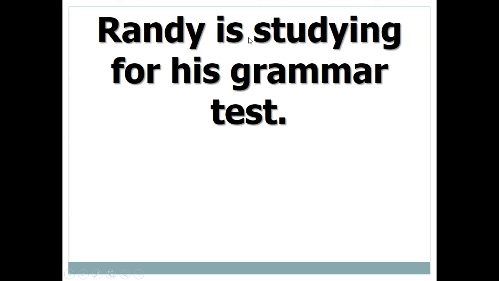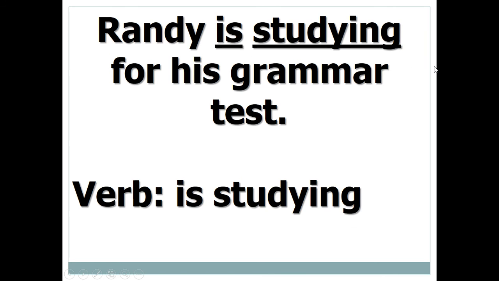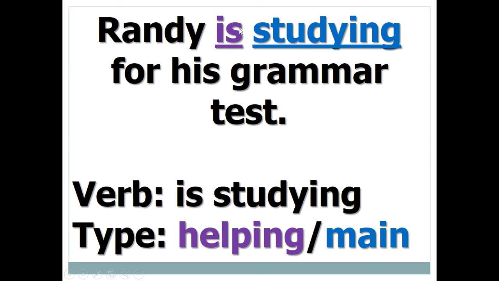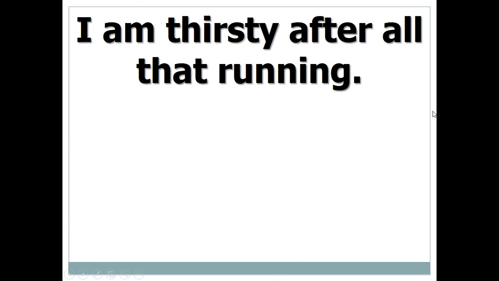So if I were to ask you, what is the verb of the sentence? Hopefully you tell me that the verb is is studying. And since this is a verb phrase, I'm going to ask, which one's the helping verb and which one is the main verb? All right, the word is is the helping verb, and the word studying is the main verb. So you're noticing there was never any helping verbs whatsoever behind the main verb. The main verb would always be the last word of the verb phrase.